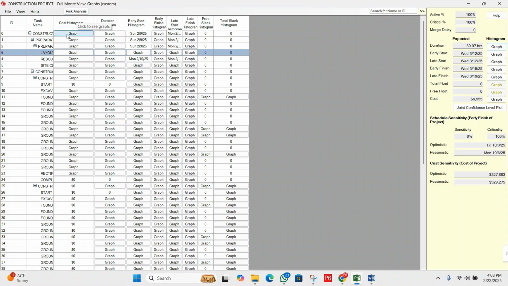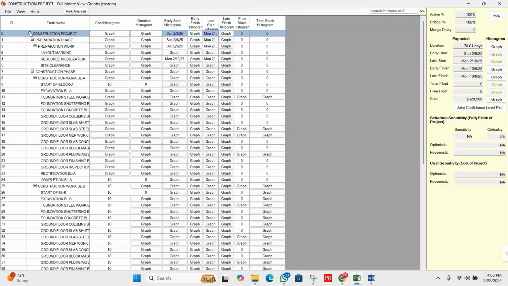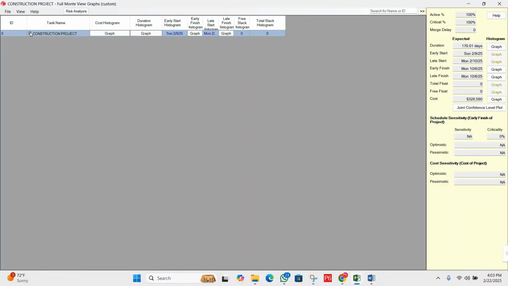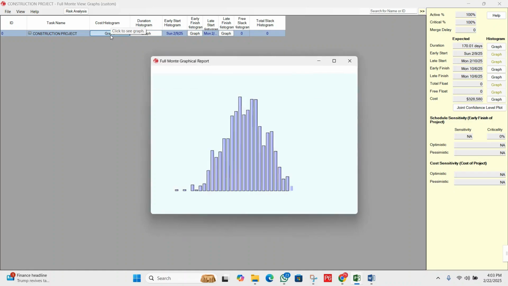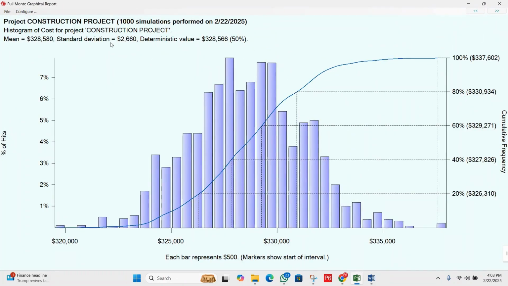the cost histogram first. You can see here we have the product. Actually, we want to take the overview of the whole cost histogram of the project, so that's why we will click on this graph option. Okay, let's maximize this. You can see here we have the cost matrix from the simulation after running the risk analysis.